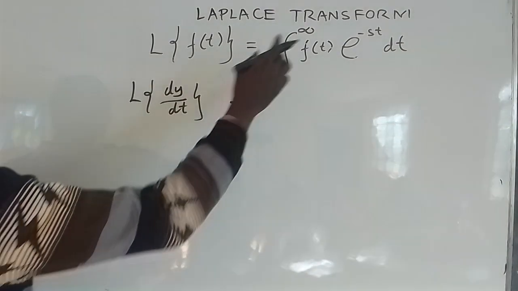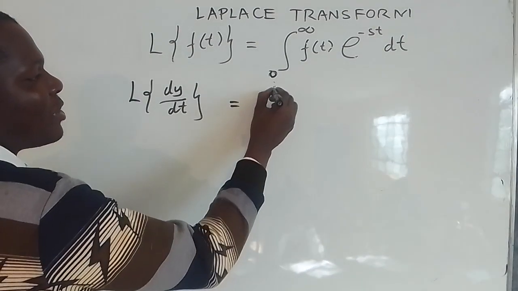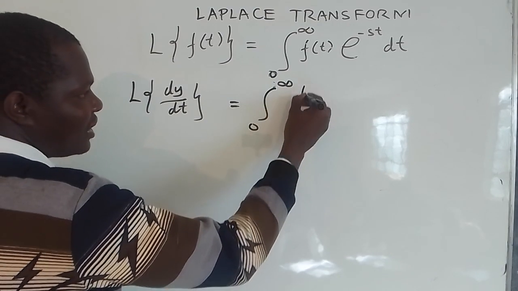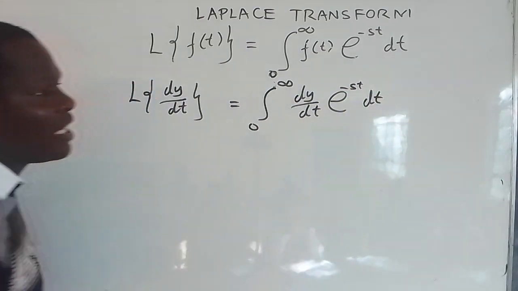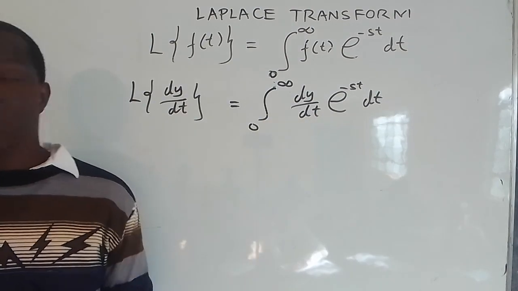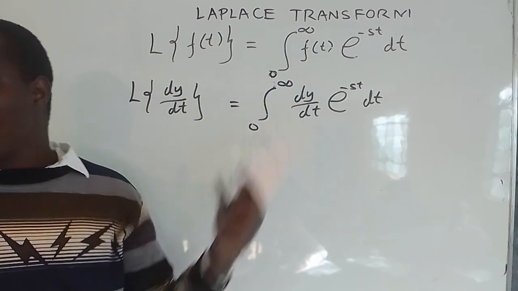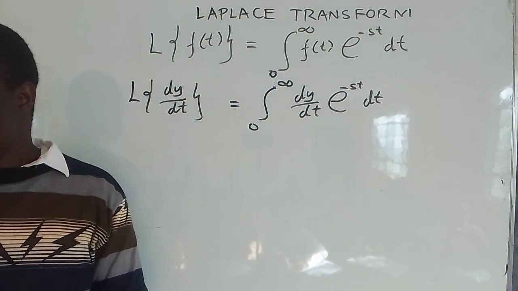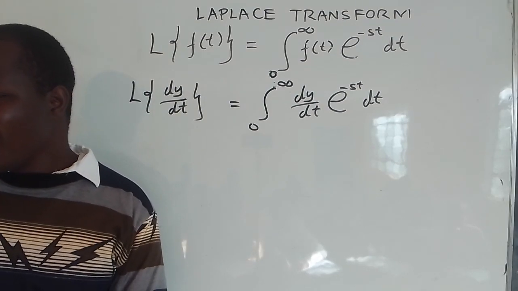dy over dt, meaning our f of t, where there is f of t, you put the first derivative, isn't it? So we are integrating from 0 to infinity, f of t is dy over dt, exponential negative st dt. Now if you look at this, for you to solve this with integration by parts, dy over dt, for you to get it back to y, it must be integrated, isn't it? For it to be integrated, dy over dt must be dv. Are you seeing that? It must be dv.